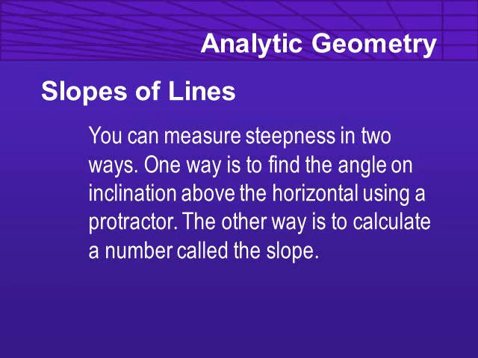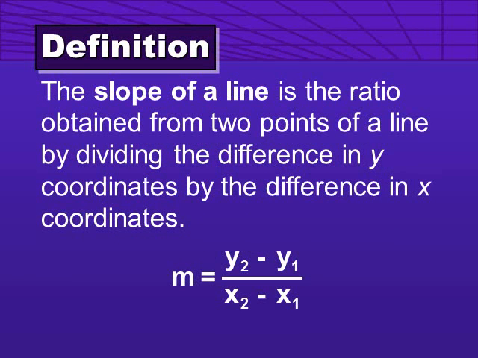You would actually have to find the tangent of the angle because you would have the adjacent side length and the opposite side length, and you would do a ratio there, and you would do this on your calculator. But the other way is to calculate a number called slope. This should be a little bit of a review for you from Algebra 1.